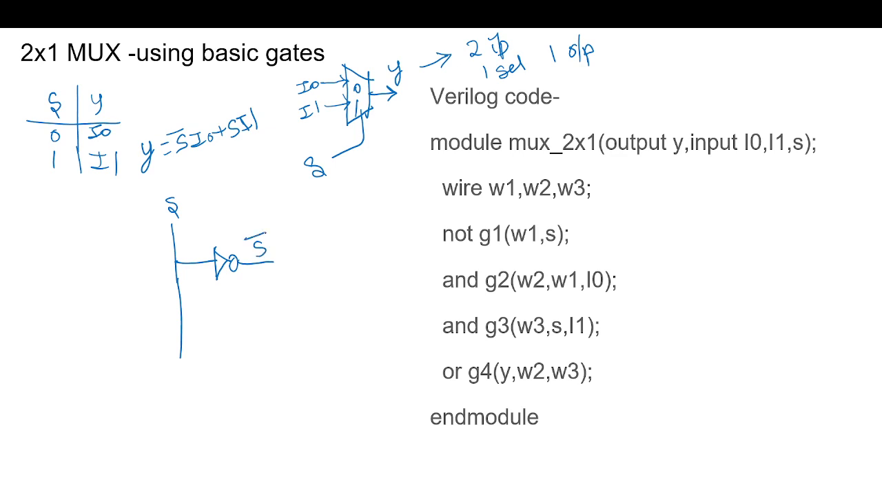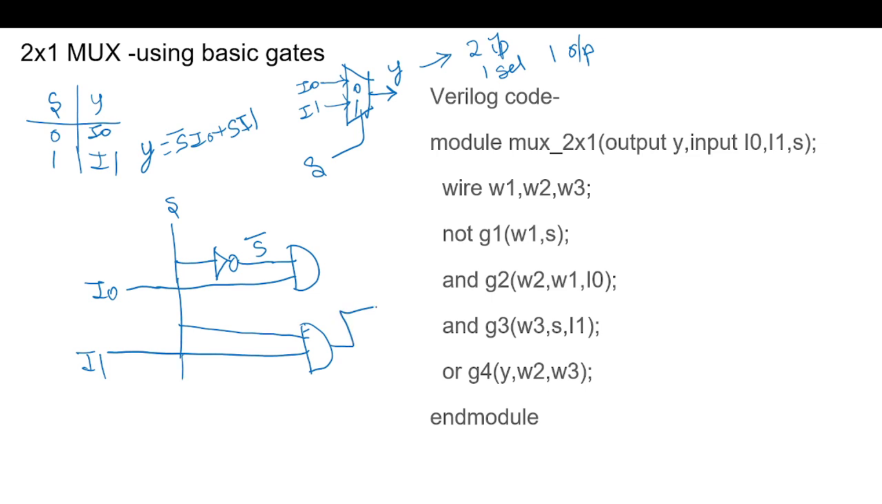S complement. When S is 0, I will be selecting I0, and when S is 1, I will be selecting I1. So we have to pass these through an OR gate, and then get the final output.